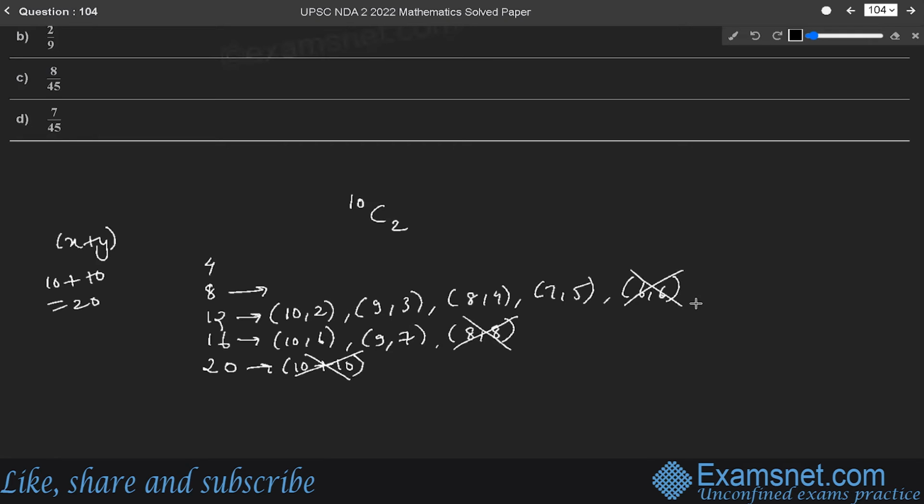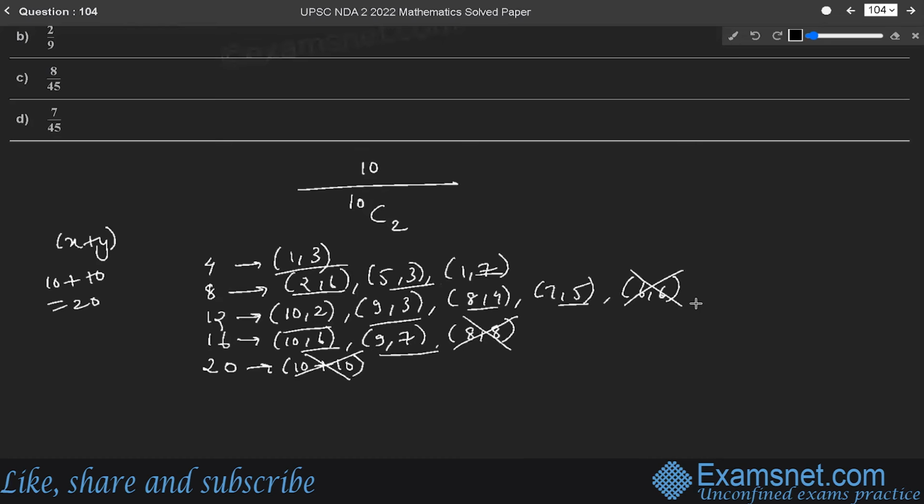Now we have to look at 8. 8 will be the sum of 2 and 6, 5 and 3, and 1 and 7. 4 and 4 will not be included. Similarly, 4 will be the sum of 1 and 3 only. Now we have to count the total number of cases: 1, 2, 3, 4, 5, 6, 7, 8, 9, 10. In total there are 10 possible cases.